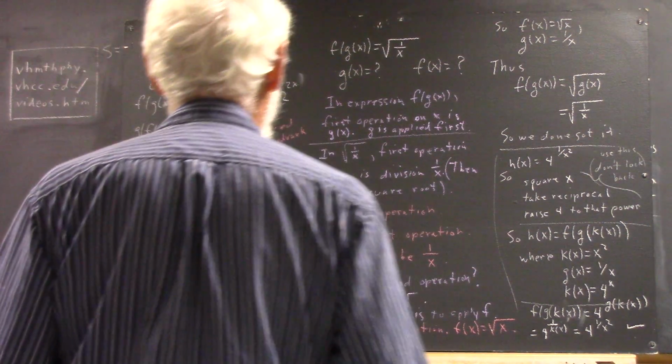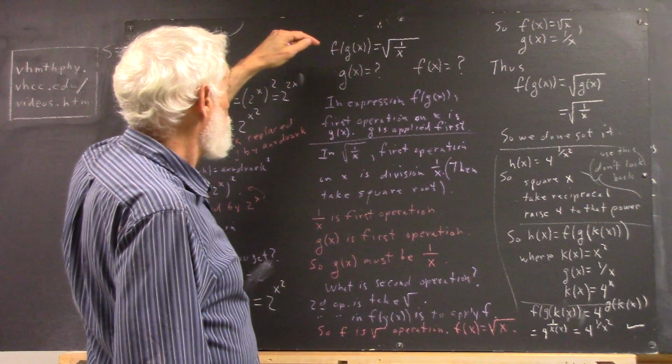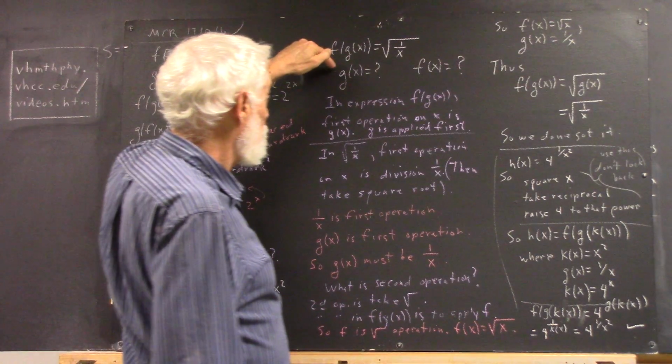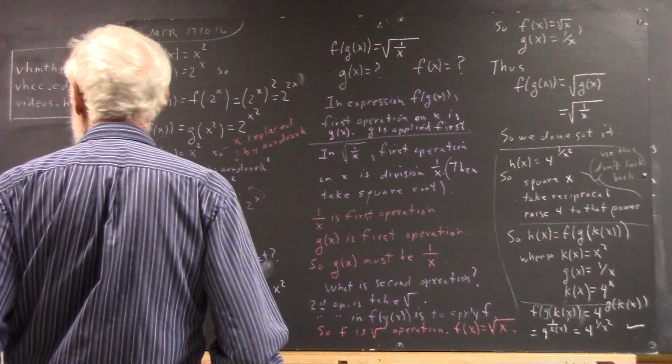If f of g of x is the square root of 1 over x, we want to be able to write this. Well, we want to be able to determine what the g of x function and what the f of x function is. So let's think about it.